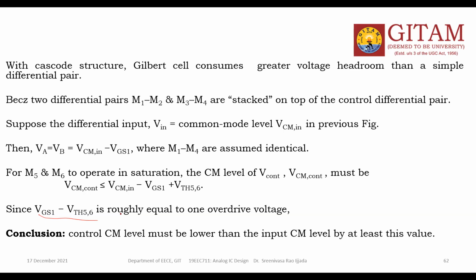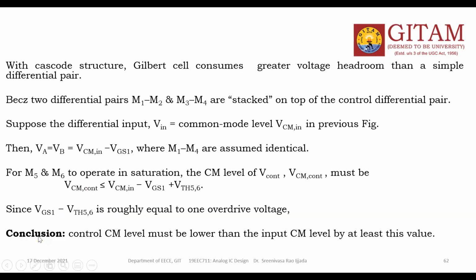Suppose this is 5 volts, and suppose the input CM value is 2 volts. What should the control voltage be? Should it be more or less? You need to choose. Further, it is saying that your control voltage should always be less than the common mode voltage. You should choose the voltages like that, then you will get the operation you want.